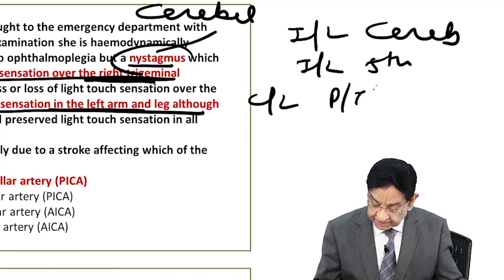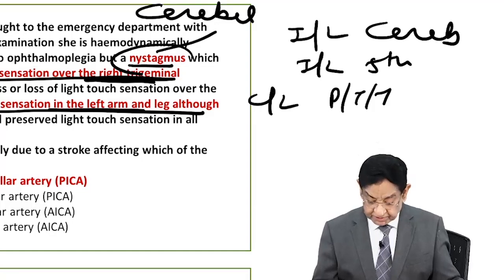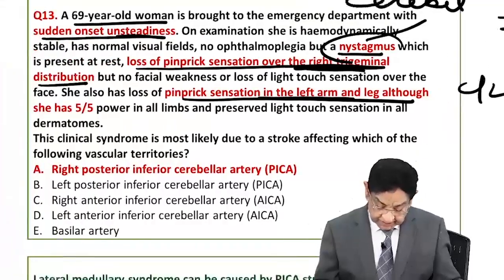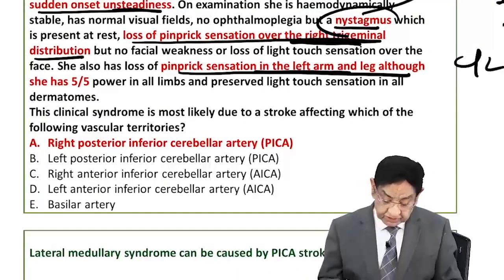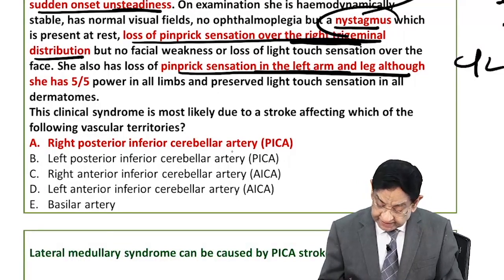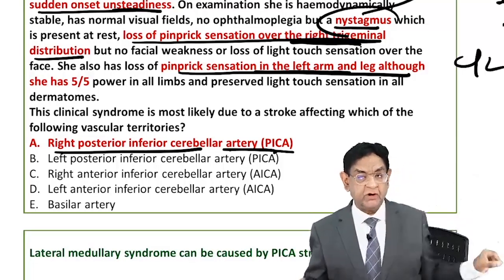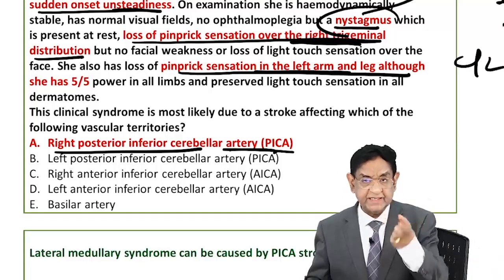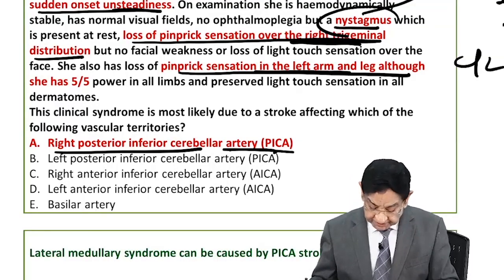contralateral loss of pain, touch, temperature. This is the so-called lateral medullary syndrome, and now the answer: the problem of nystagmus is on the right side, so it will be right PICA, right side. Remember, sensory loss is on the contralateral side, the left side, and the face is on the right side. It is right-sided lateral medullary syndrome.